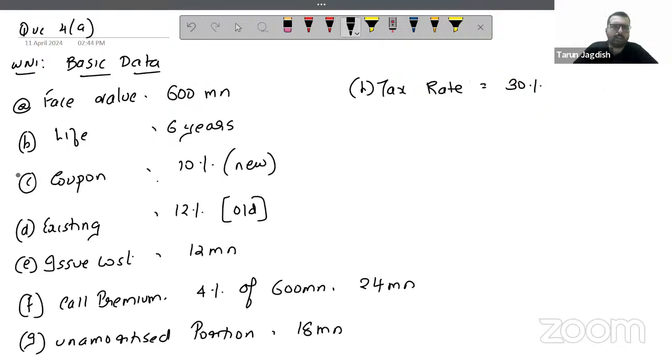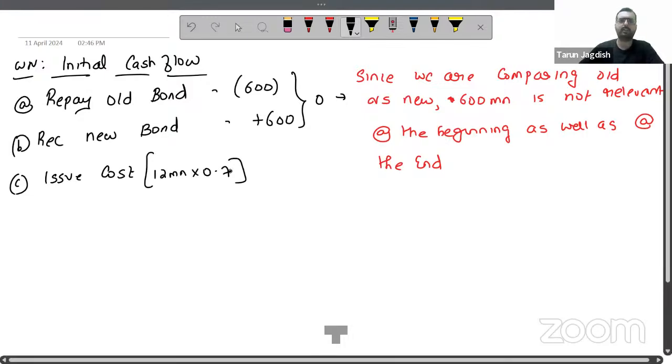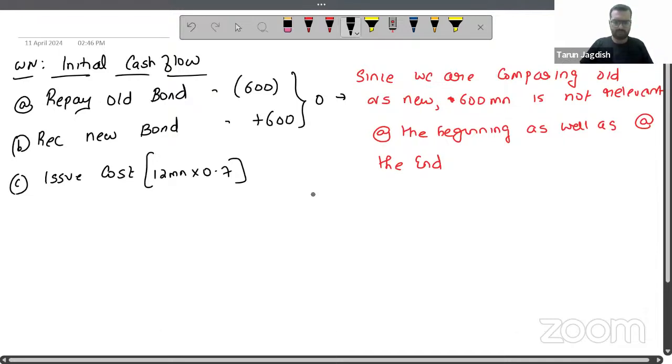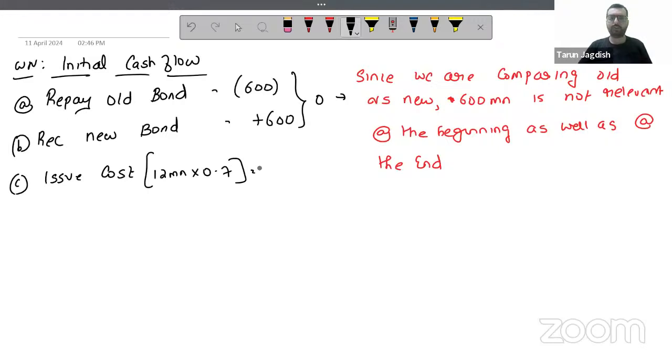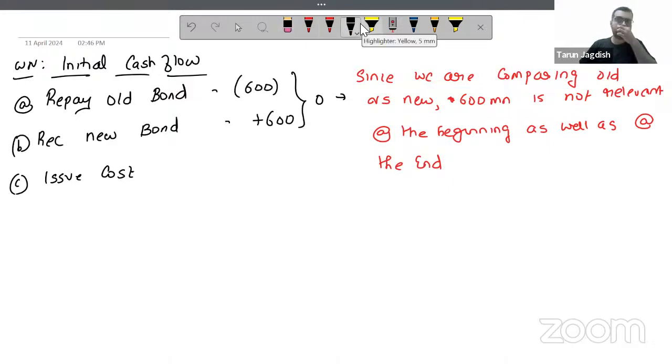Now tell me, what are the other cash flows? Coupon rate 10 and 12 is in between. Issue cost of 12 million. So I'll write down issue cost. That will be 12 million into 0.7. What is the tax rate given in the question? In between, friends, right? Come again? This is in between cost. No. Call premium at the beginning. Issue cost goes at the beginning. Okay. I think I got your point. Issue cost is initial, but the tax advantage you will get every year.